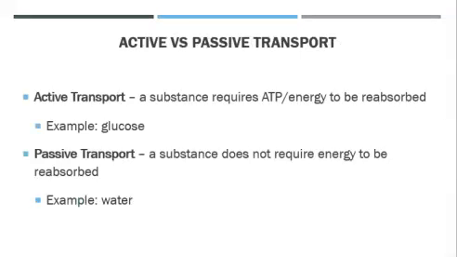Okay, now we need to discuss some different transport mechanisms for substances. We have something called active transport and we have something called passive transport. Active transport is where a substance requires energy or ATP to be reabsorbed. An example of a substance that requires energy or active transport is glucose. The process in which no energy is required for a substance to be reabsorbed is known as passive transport. An example of that would be water.